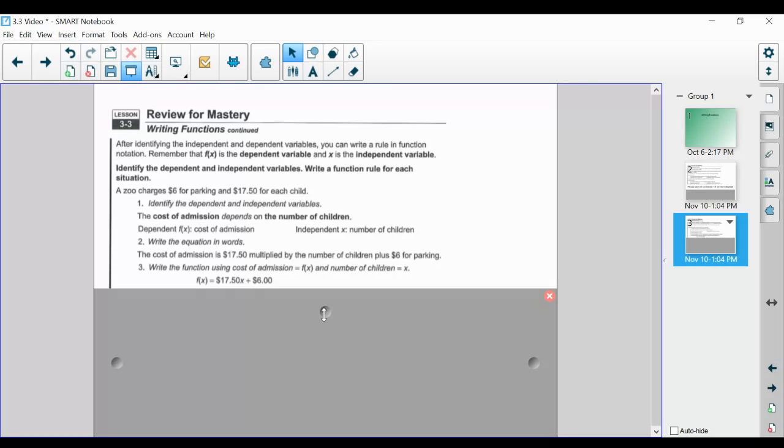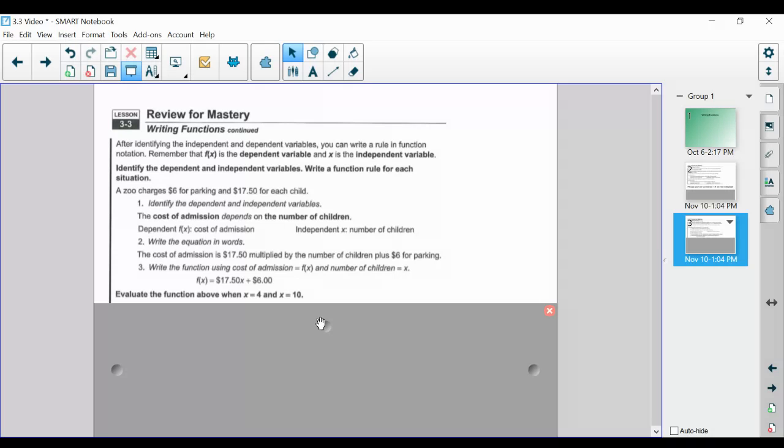That's going to be our x, and it's always going to be f of x is equal to something relating to our x value. Well, this equation that we create is 17.50x, because it's $17.50 per child. So per gets multiplied with our variable, plus $6 to park. And now we can evaluate that for when x is 4 and x is 10. We want to see, how much is it going to cost if I have 4 children or if I have 10 children? All we're now going to do is substitute in the value of 4 for x and separately the value of 10 for x.